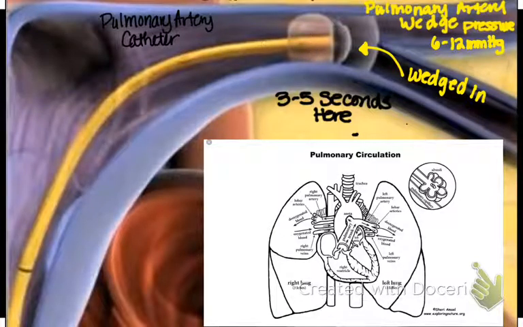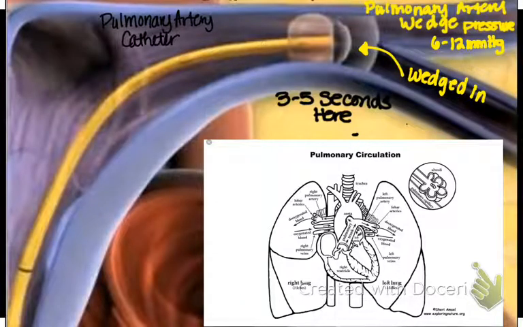It sits here for about 3 to 5 seconds because you don't want it to sit here for too long. I put this picture of the lungs here so you can kind of get an idea. Remember, we've got blood and oxygen going through here so that it can be exchanged in the lungs. So it can only sit here for a few seconds because you don't want to disrupt that exchange.